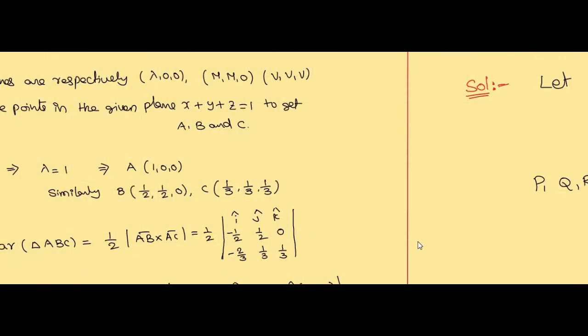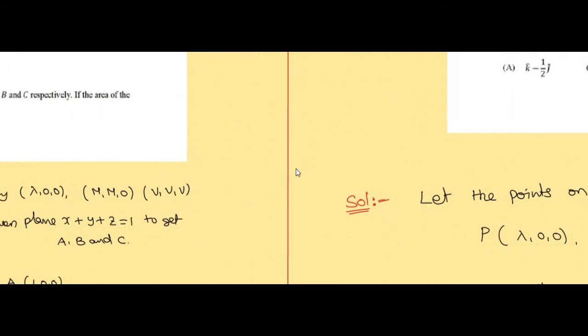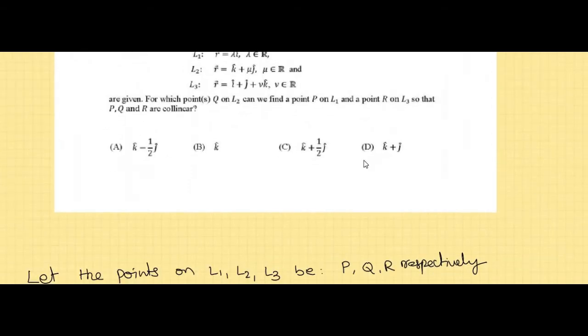Now let's move on to the third question. In the third question, again three lines are given: r bar equal to lambda i plus k, r bar equal to j plus mu j, and r bar equal to i bar plus j bar plus v k. In this case, for which points Q on L2 can we find a point P on L1 and a point R on L3 so that P, Q, R are collinear.